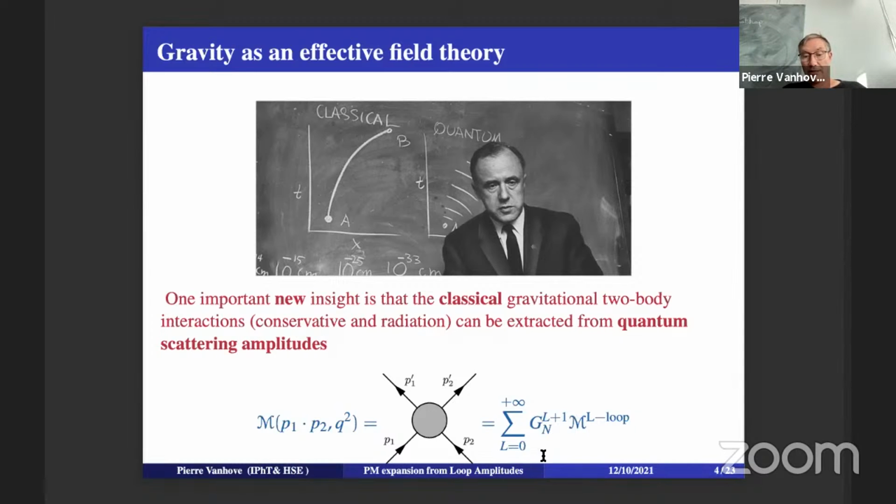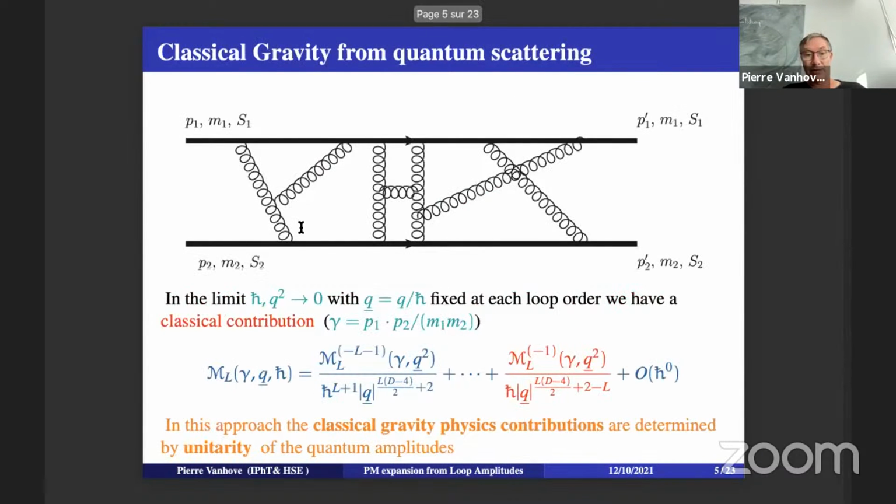But this is not true, actually. What's happening is that at each loop order, if you take h bar to 0 and you scale the momentum transfer by 1 over h bar, so you work with the wave number, you get a piece that is 1 over h bar times some power of the momentum transfer that depends on the dimension. And there is some coefficient that depends on the energy and the momentum transfer.